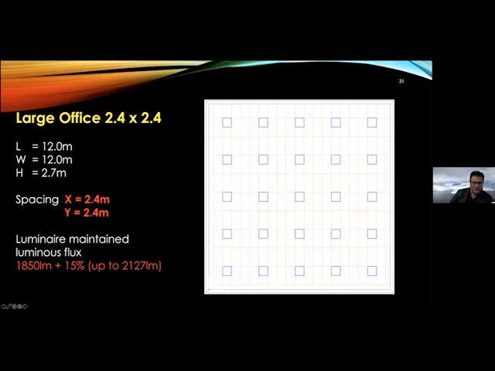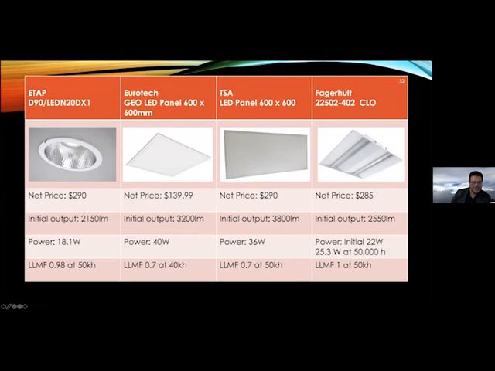And in a large office, even if you reduce spacing to 2.4, you will figure out that your luminous flux could be even lower, at 1.8 kilolumen. And here again we compare something from ETAP, Eurotech, TSA, Fagerholt products, different prices, really randomly selected products, but we always obviously wanted to select something from ETAP and our maintained output, something that we're really proud of.